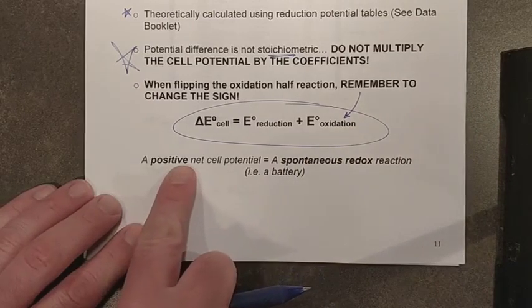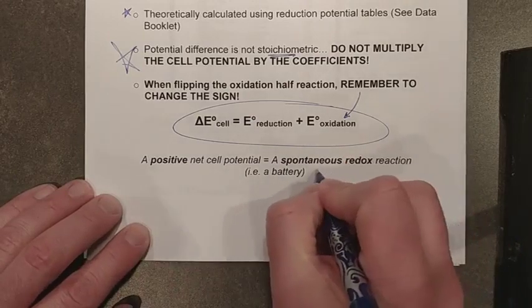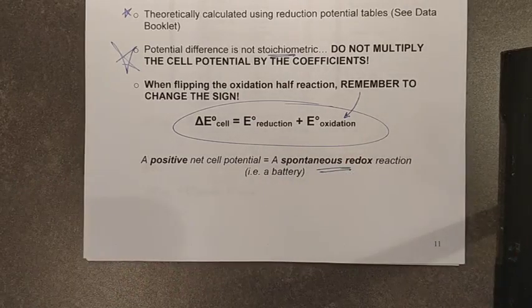If we get a positive cell potential, this is another way that we can interpret spontaneity. So if you get a positive voltage, this is a battery. If you get a negative voltage, this is something that needs charging.